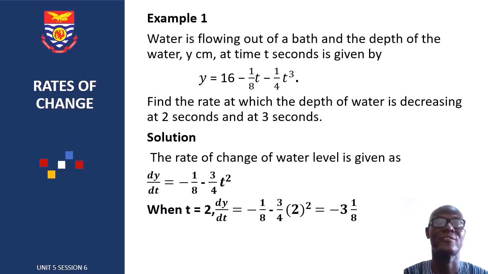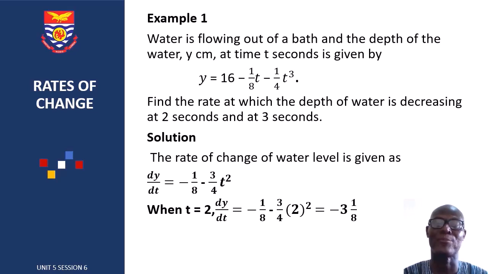Rates of change. Example 1. Water is flowing out of a bath, and the depth of the water y centimeters at time t seconds is given by the relation y equals 16 minus 1 over 8 t minus 1 over 4 t exponent 3. We have to find the rate at which the depth of water is decreasing at 2 seconds and at 3 seconds.